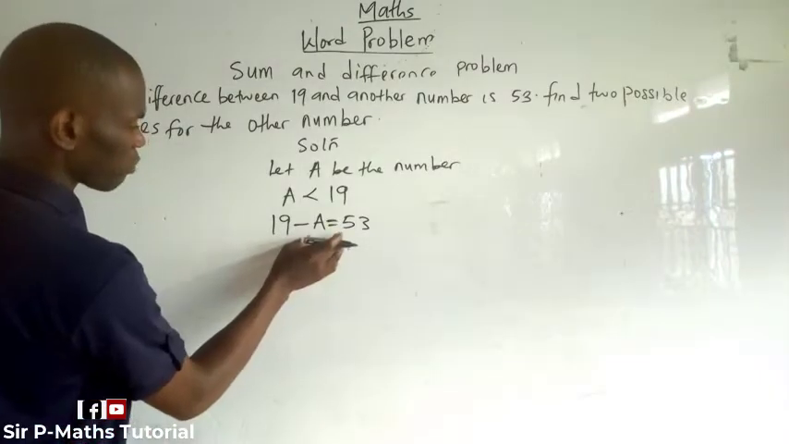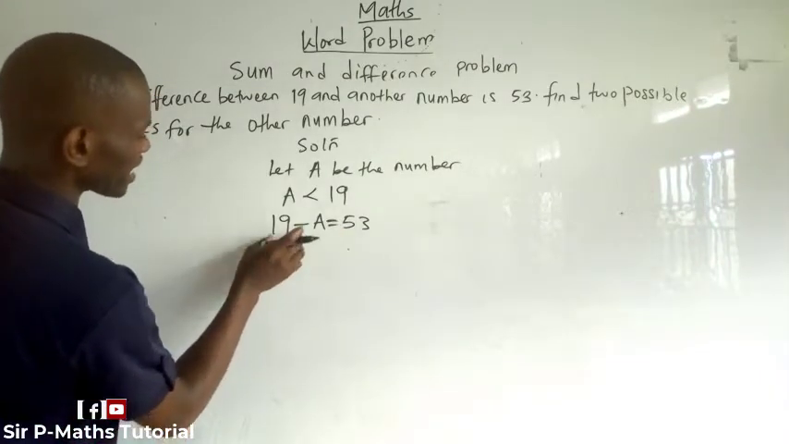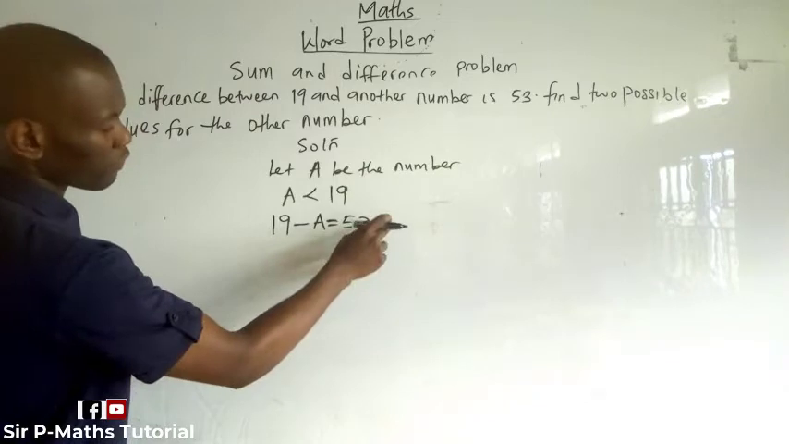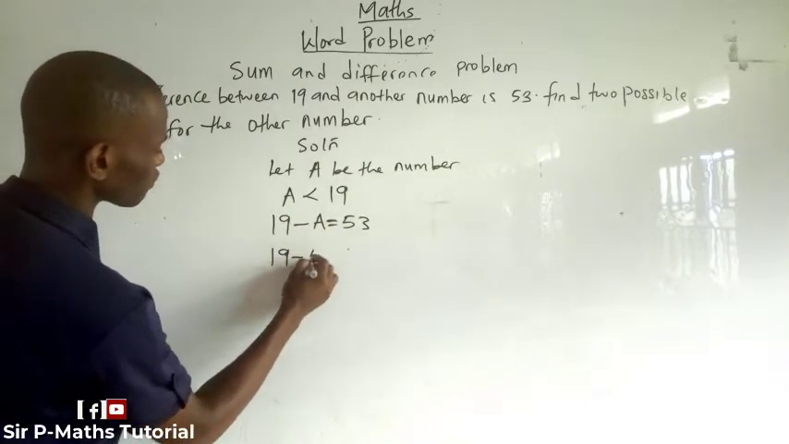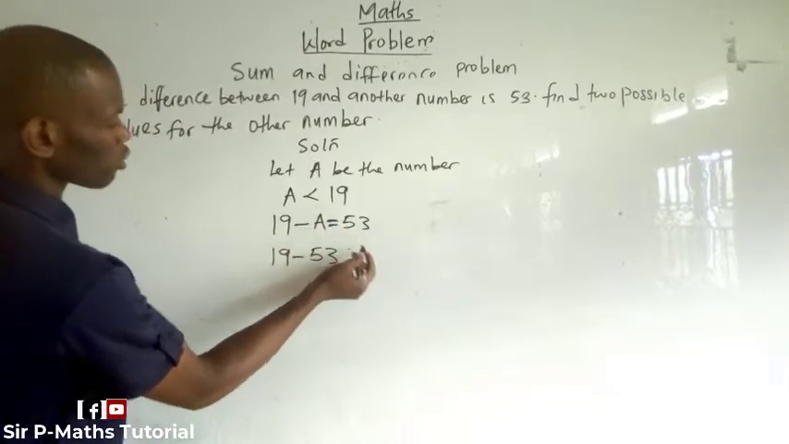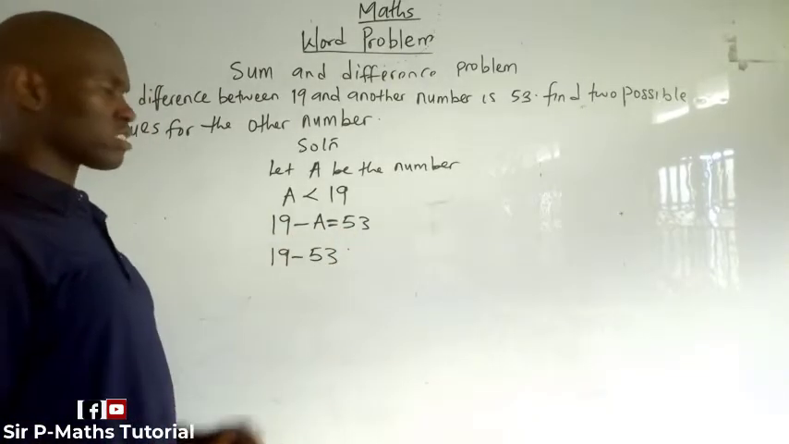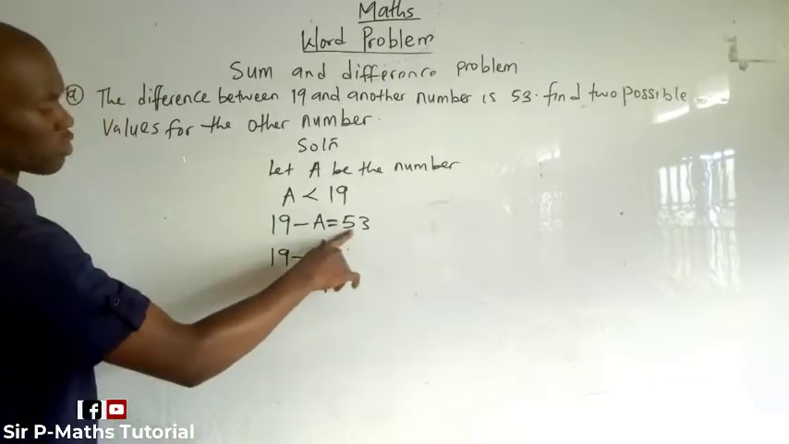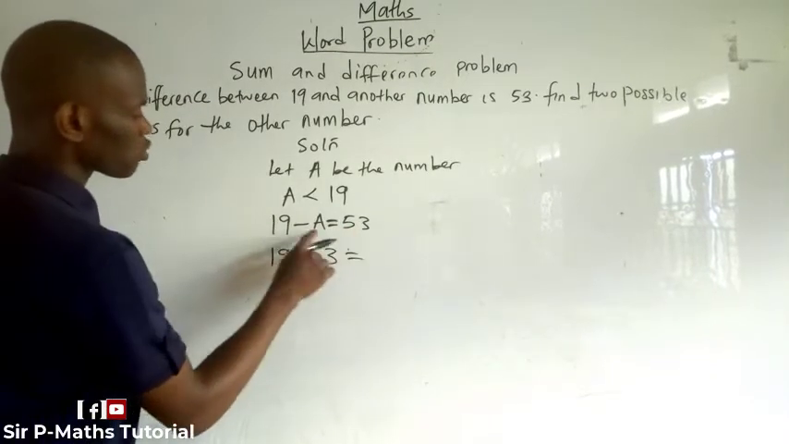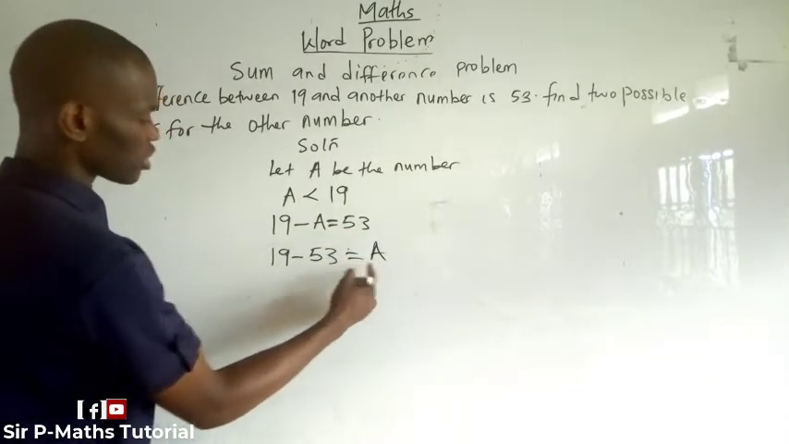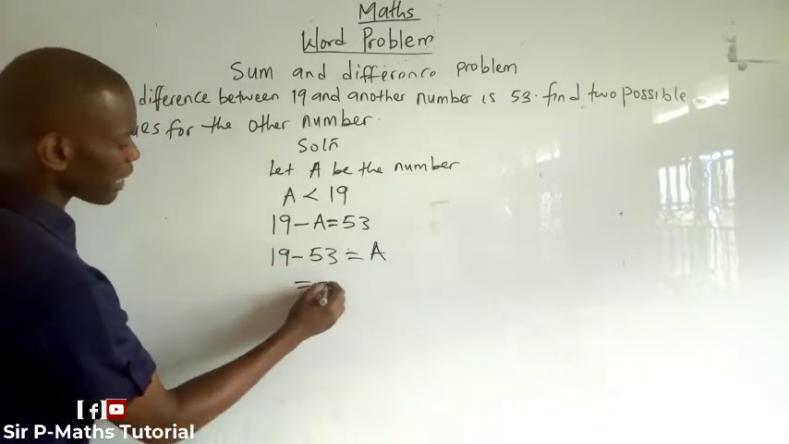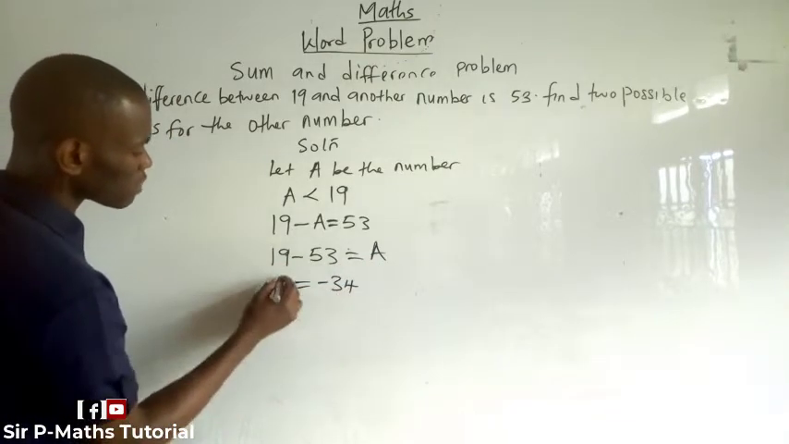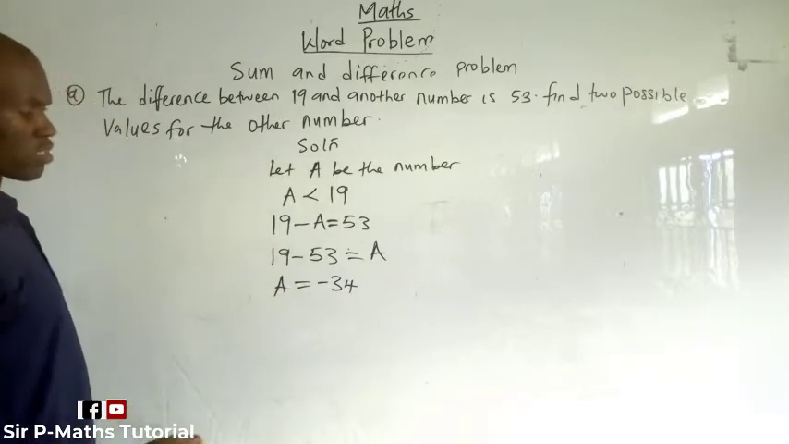With this, I can find my a. We make a the subject of the formula from here. That means carry 19 over to 53, or carry 53 over to 19. Let's say 19 minus 53, because 53 will cross the equality sign. Hence, it becomes negative because it is positive here. Equal to a will cross and become positive. Now 19 minus 53 will give me minus 34. That means my a is equal to minus 34.